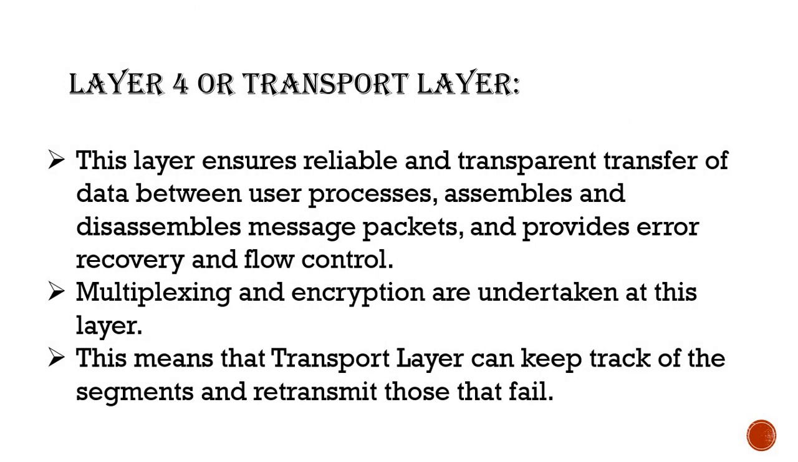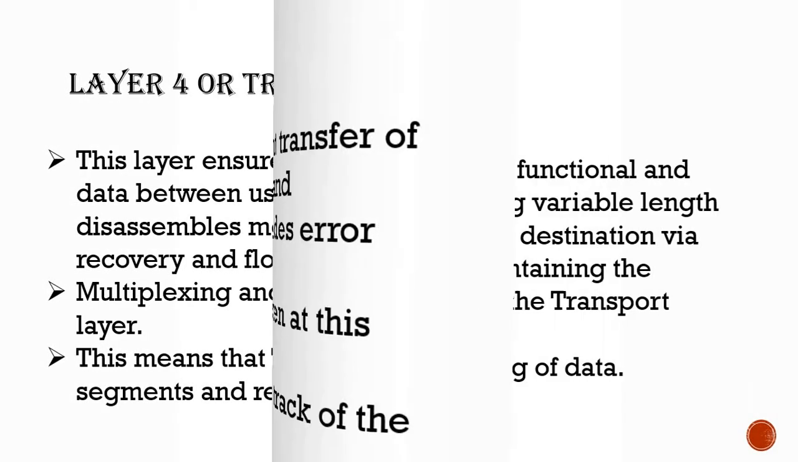Moving further, layer four, the transport layer. This layer ensures reliable and transparent transfer of data between user processes, assembles and disassembles the message packets, and provides error recovery and flow control. Multiplexing and encryption are undertaken at this layer. This means that the transport layer can keep track of the segments and retransmit those that have failed.